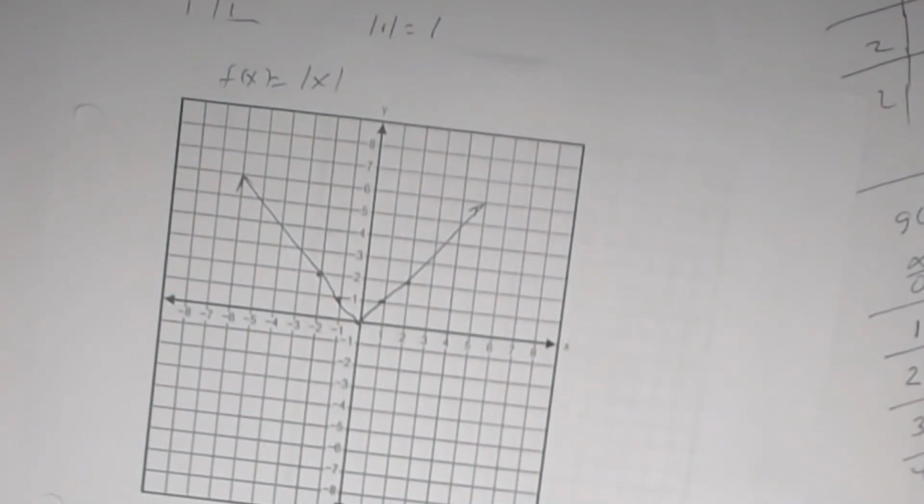So the absolute value of x is a V shape. It will either go up or go down. You know now how it's going to go down. It goes down if there's a negative sign in front of that absolute value of x.